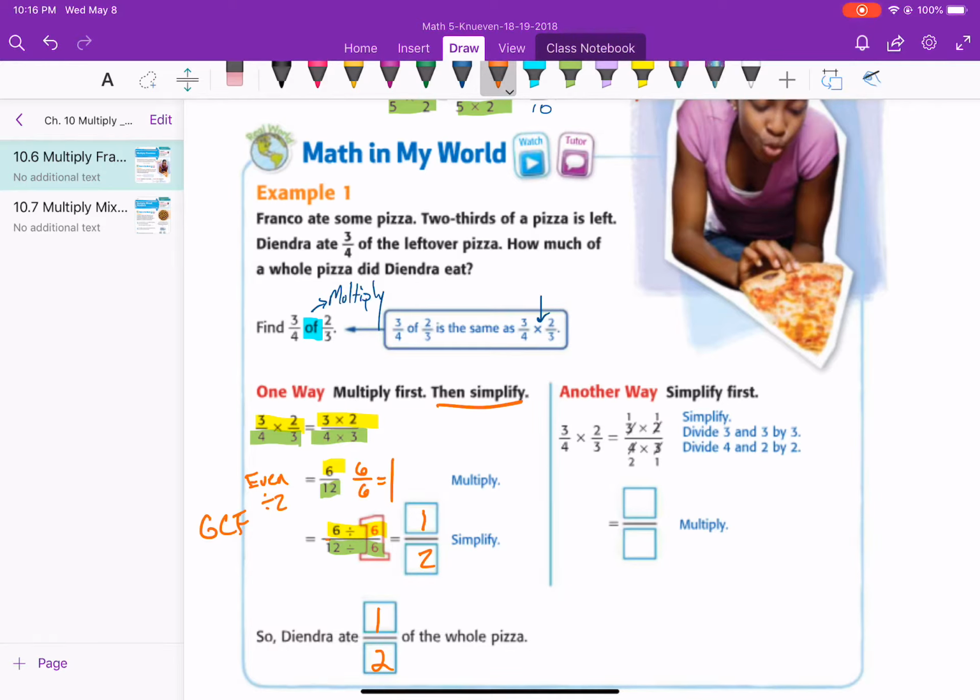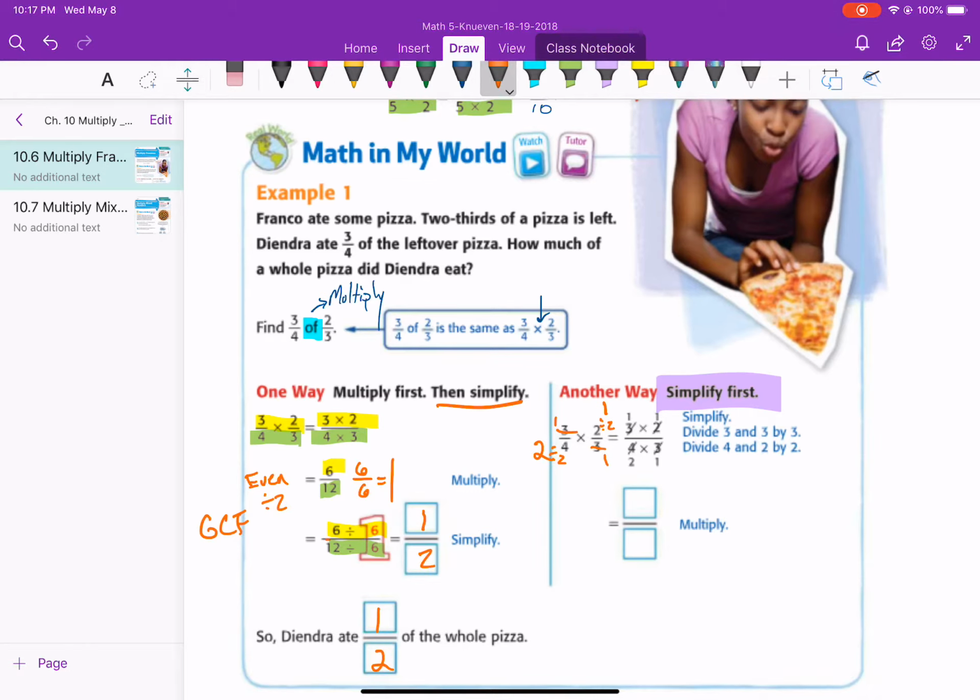The other way that we could do this is our simplify first approach. And here we have to kind of look at it and say, well, 3 and 3 down low, the 3 and the 3 cancel out. I could factor a 3 out from each. And then I could look at this and say, well, 2 and 4, they're both even. So I can factor a 2 out from each of those and say, well, 2 divided by 2 is 1, and 4 divided by 2 is 2.